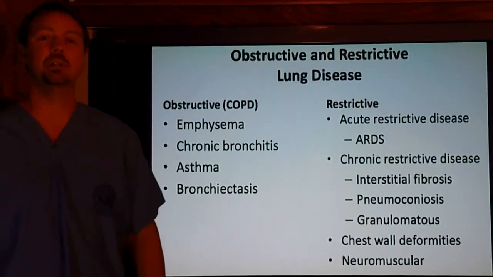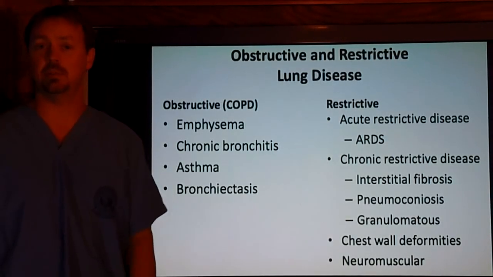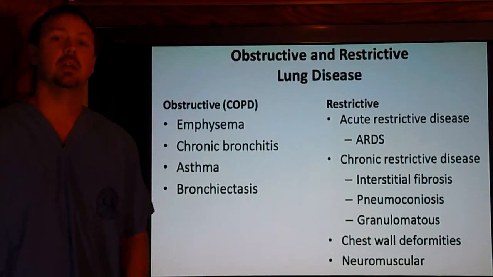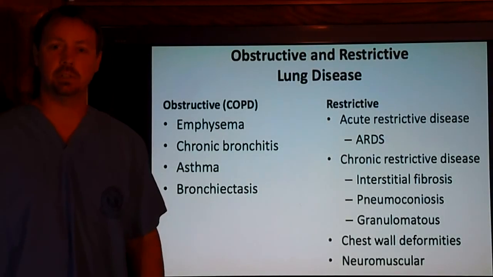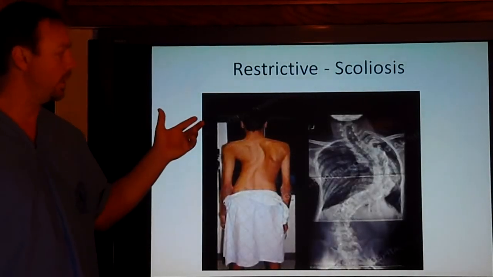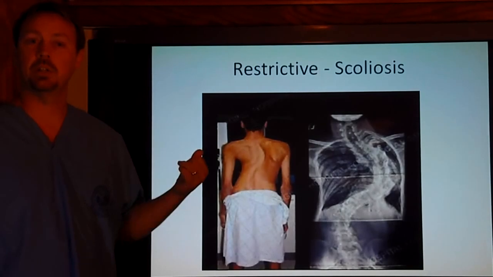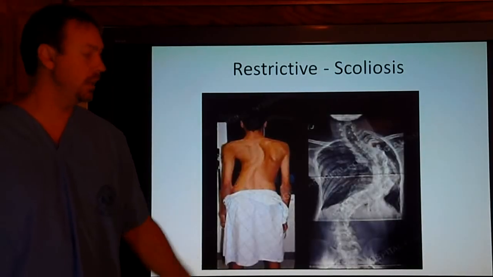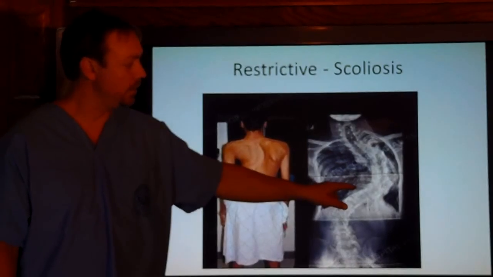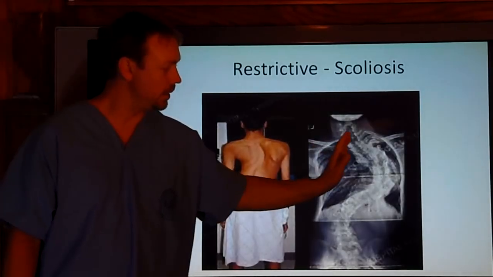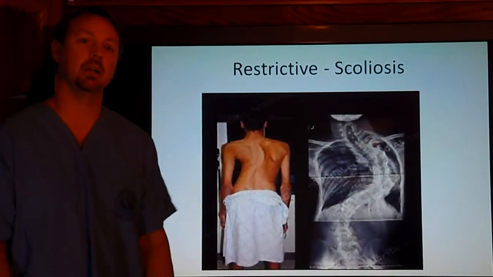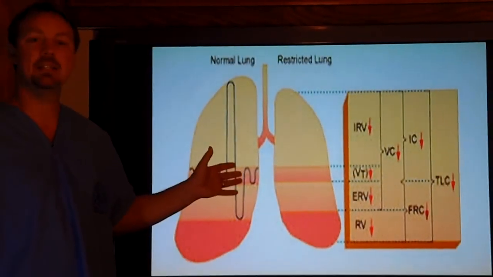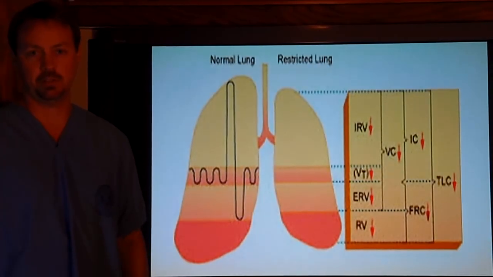There are two types of lung disease that can affect those volumes. There's a restrictive lung disease and an obstructive lung disease. First thing I'm going to talk about is the restrictive. This is a nice diagram of a restrictive lung disease, scoliosis, noted by S-shaped curvature of the spine. As you can see here, that curvature of the spine restricts and compresses the lung, so it's a restrictive lung pattern.